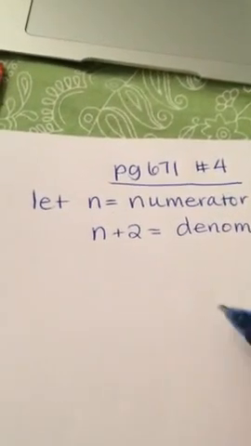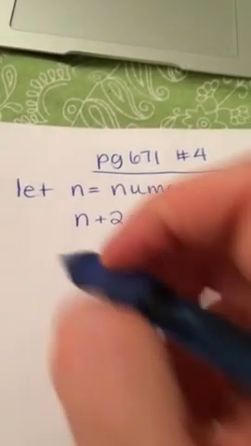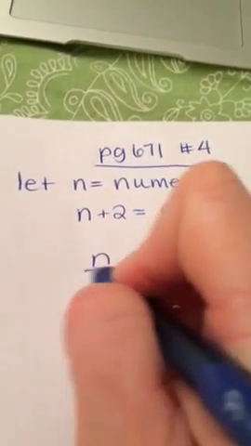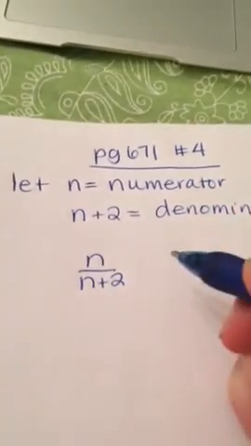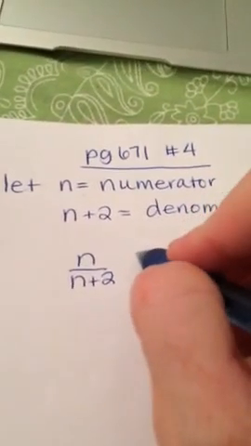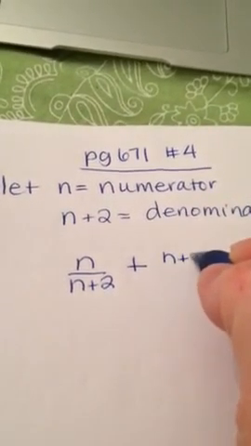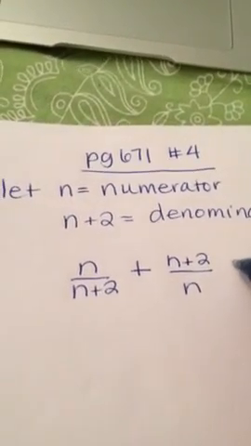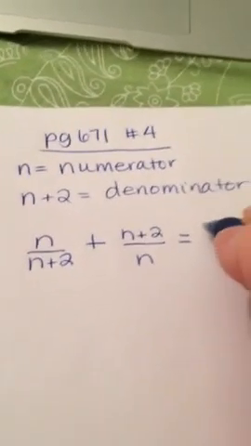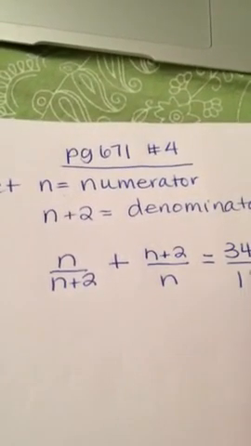Okay, and then it says the sum of the fraction. So the fraction then would be n over n plus 2. The sum of the fraction and its reciprocal. Okay, so we know we're summing. Now we're taking the reciprocal of that fraction. Is means equals 34 over 15.